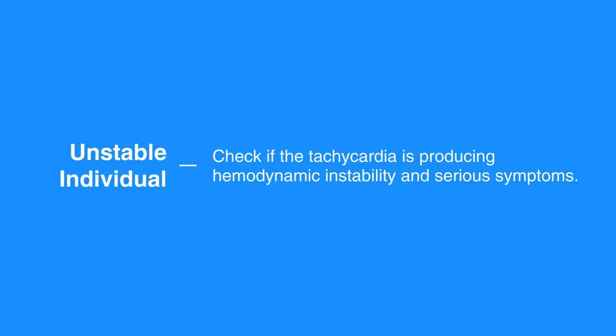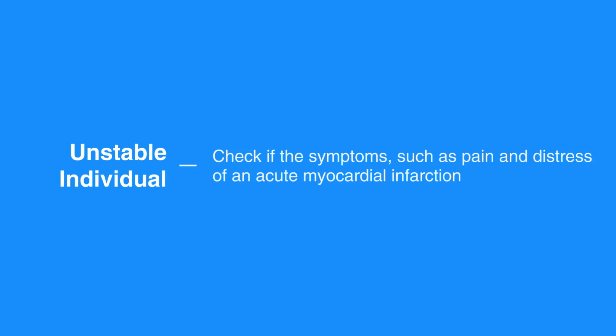Check if the tachycardia is producing hemodynamic instability and serious symptoms. Check if the symptoms, such as pain and distress of an acute myocardial infarction, or AMI, are producing the tachycardia. Assess the individual's hemodynamic status by establishing an IV, giving supplementary oxygen, and monitoring the heart.